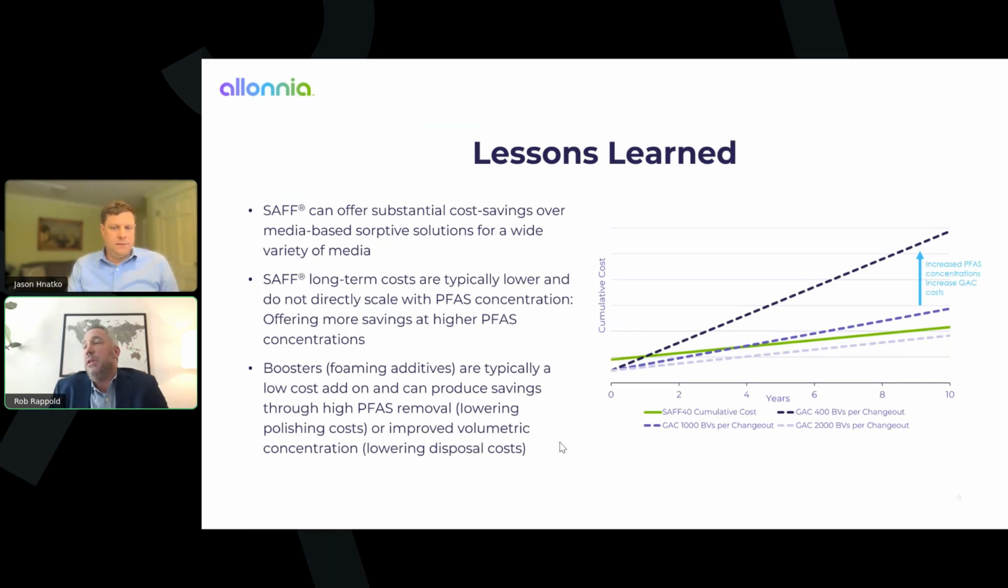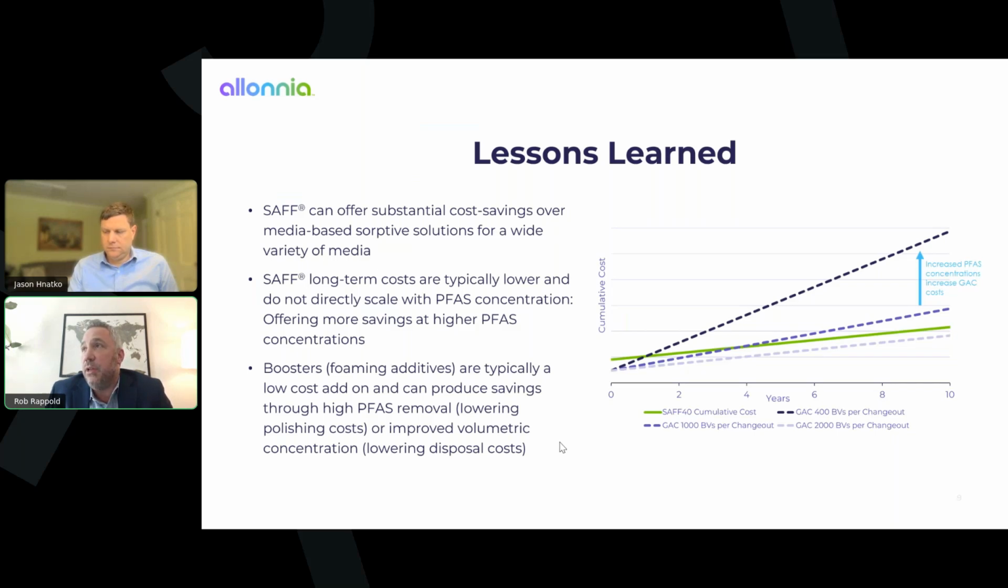I'm going to hit on a few lessons learned here. This just wraps together what we talked about. SAFF can offer substantial cost savings over media-based sorptive solutions for a wide variety of media. We talked a lot about the costs, which are typically lower and do not directly scale with PFAS concentration. So SAFF is highly effective and cost effective, giving more savings at those higher PFAS concentrations.